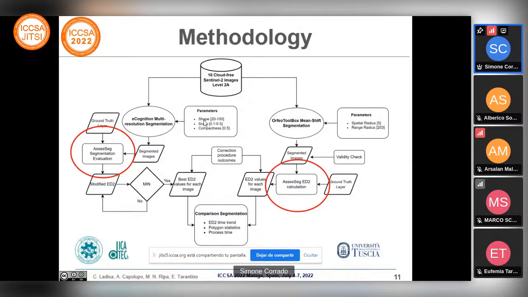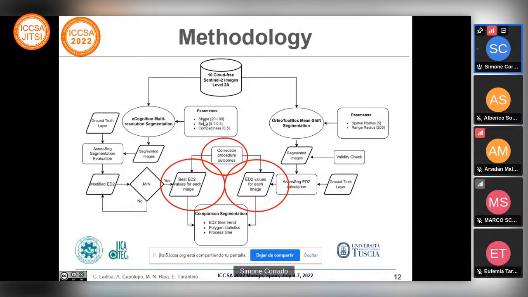AD2 outcomes were compared. Some output segmentations from the two software that showed abnormal AD2 values were subjected to a correction procedure aimed at masking all pixels characterized by an anomalous reflectance value. And lastly, software performance was also investigated in terms of processing time, versatility, and cost.